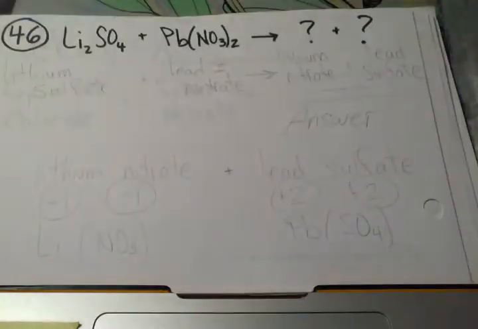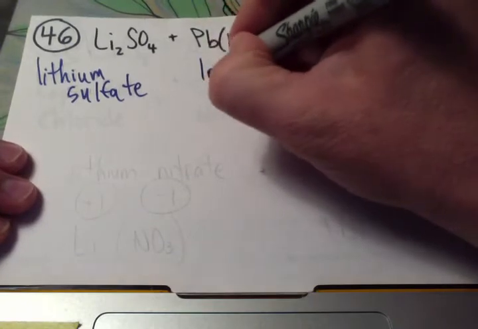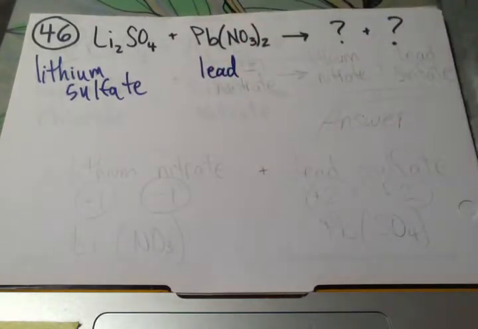Oh gosh, okay, this looks like double replacement. We got to write down what is coming up. Well, hey, I think words are easier. Lithium and sulfur oxygens is lithium sulfate. PB is peanut butter and lead.